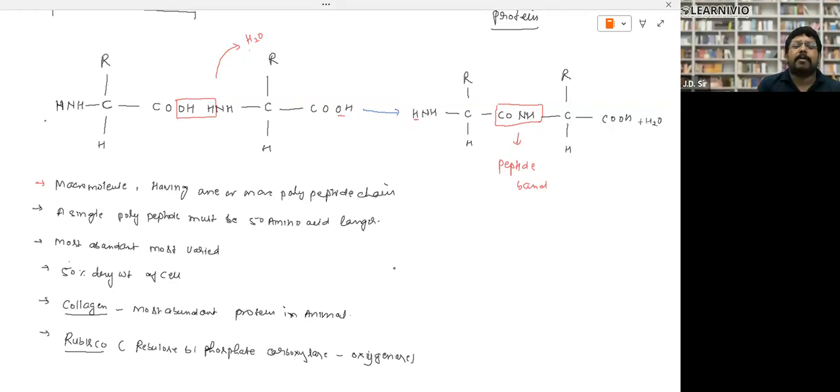They are the most abundant macromolecule. Out of all the macromolecules, protein is the most abundant. 50% of the weight of the cell is made up of proteins. Collagen fiber is the most abundant protein in animals. So can you tell me what collagen fiber is? Any of you? Alia, any idea what collagen fiber is? Martin?